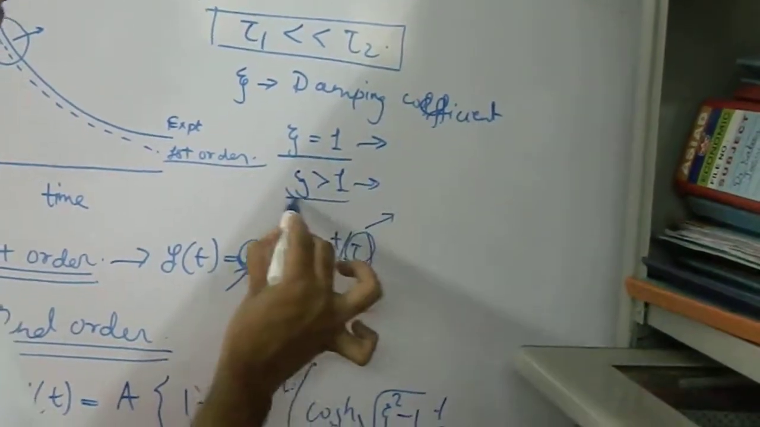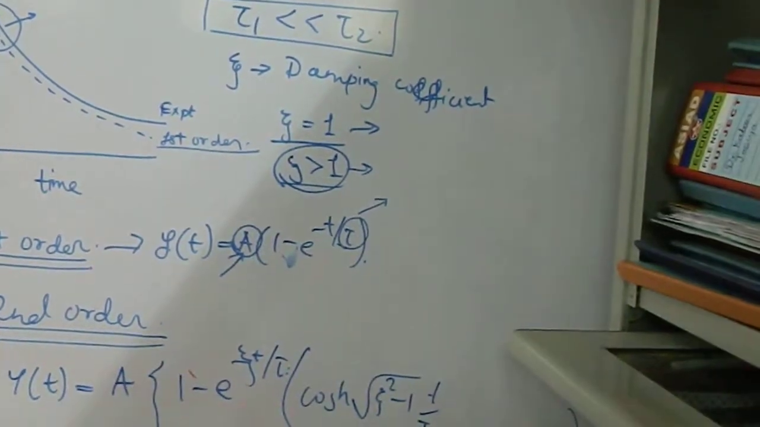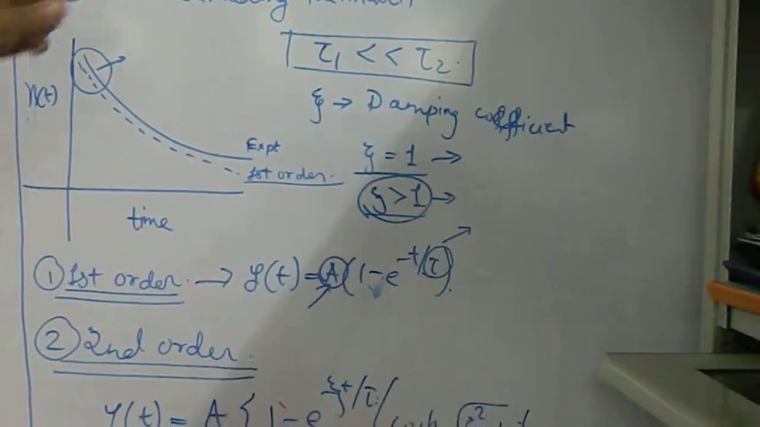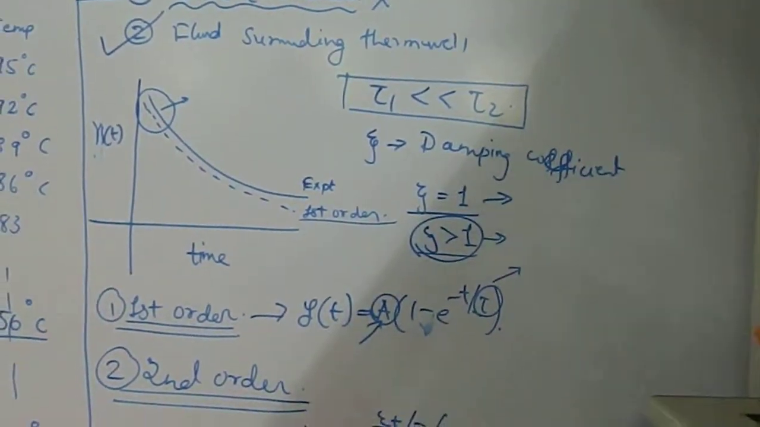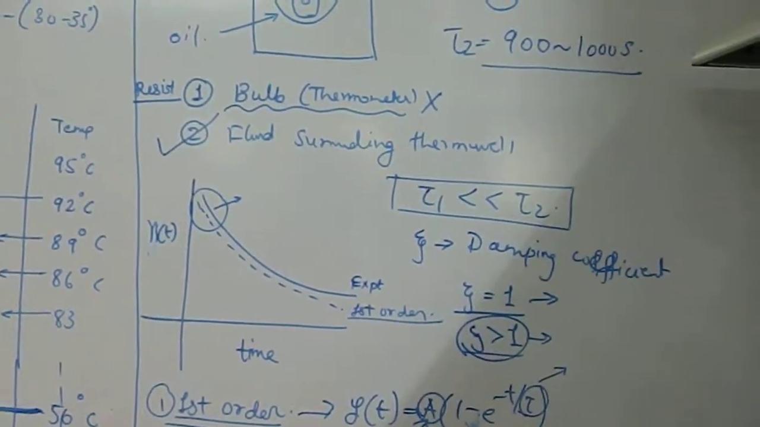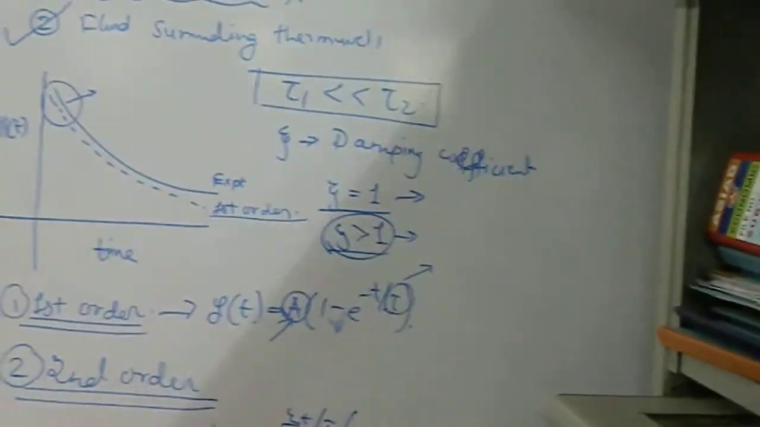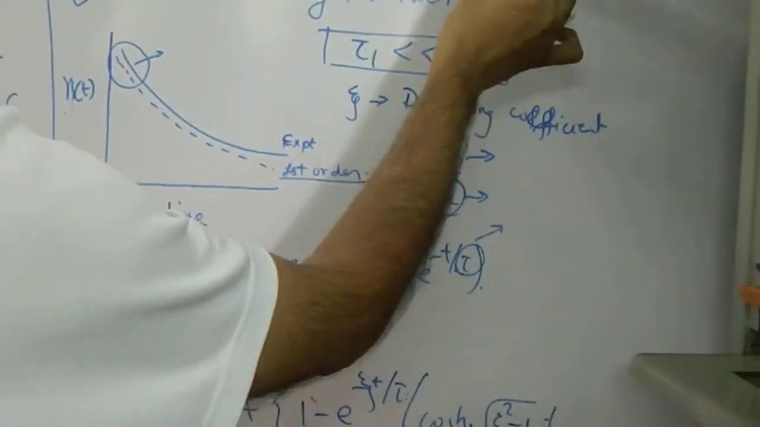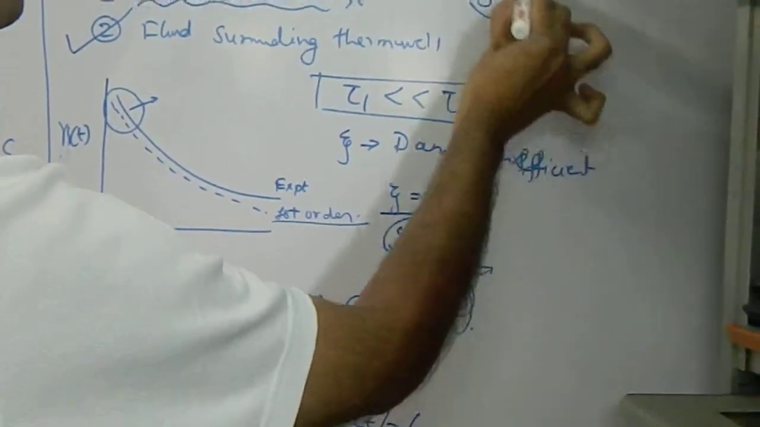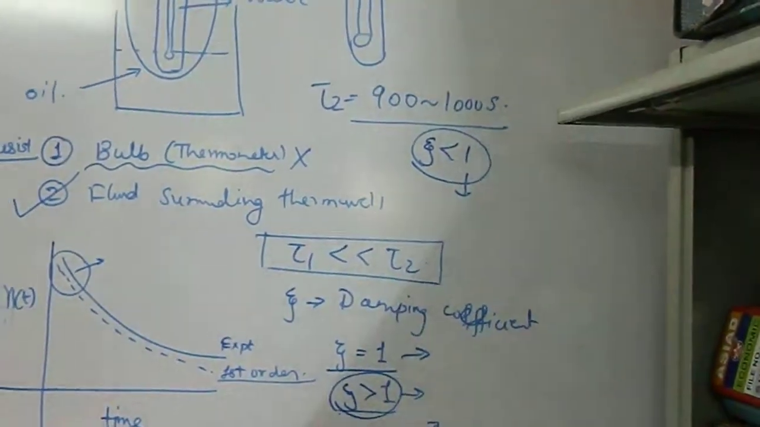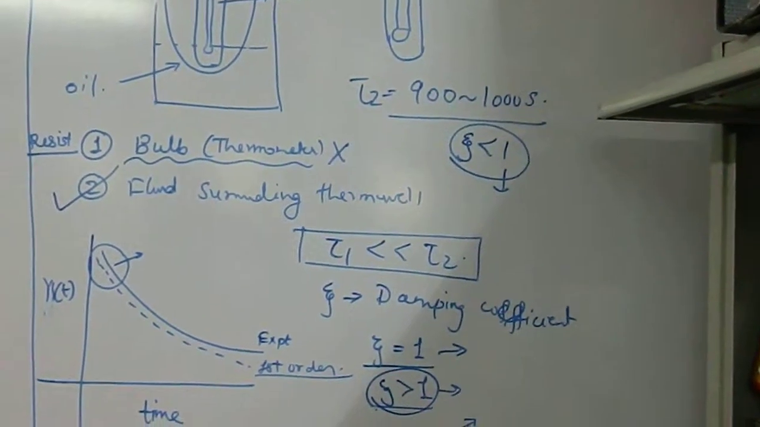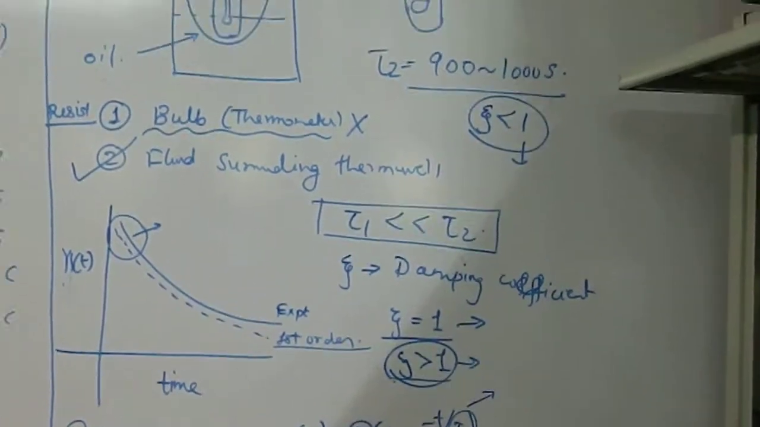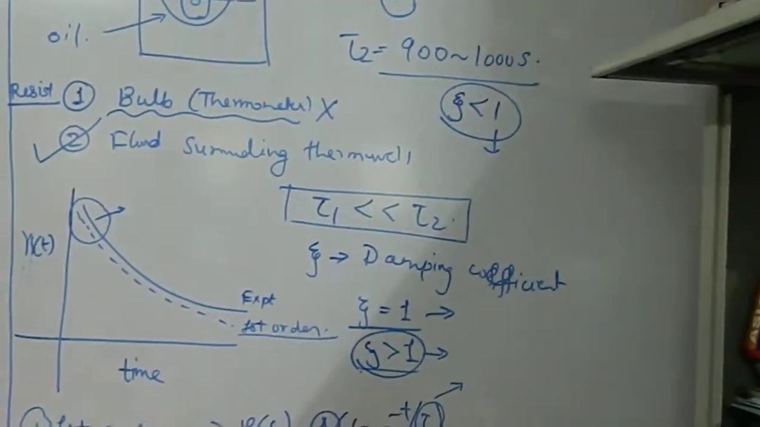This is what we are basically dealing with, the thermocouple system. This is the case when the two resistances are far apart. The resistance offered by the thermometer is very much negligible compared to the resistance offered by the fluid surrounding the thermometer. So this is what we are dealing with, and xi less than 1 is the case for the underdamped system, and for that the examples are there in plenty. Even in the laboratory you can perform it and verify the value of xi.